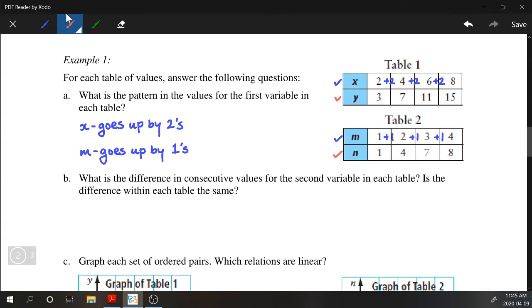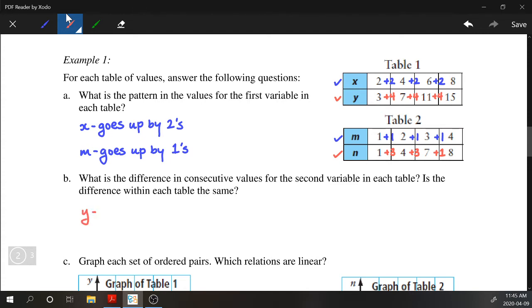All right, so the second variable in each table of values, they are y and n respectively. So for the y variable, you can see it is increasing by 4. 3 plus 4 is 7. 7 plus 4 is 11. 11 plus 4 is 15. And then for the n variable, you have plus 3, and then suddenly plus 1. So that's a bit problematic because there's no common difference. So the pattern doesn't continue.